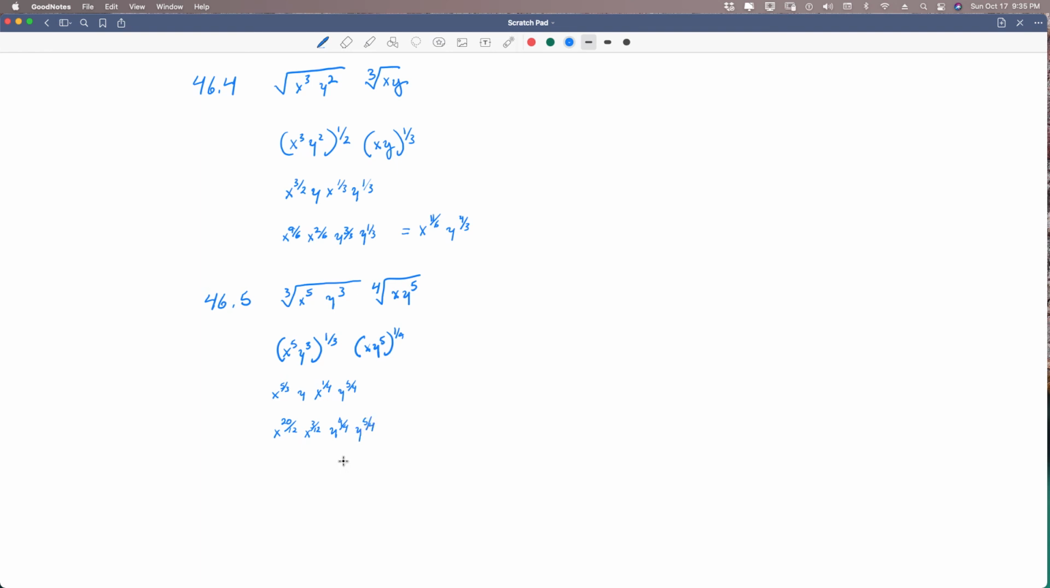Now we're going to combine. So it's going to be 23 over 12 for this x. So x is 23 over 12. And y is going to be 9 over 4. And because this is a prime number, we can't reduce that. And because there are no common factors, we can't reduce that. So this is our final answer. All right, and that is all we have for radicals to fractional exponents. And I will see you guys in lesson 47.